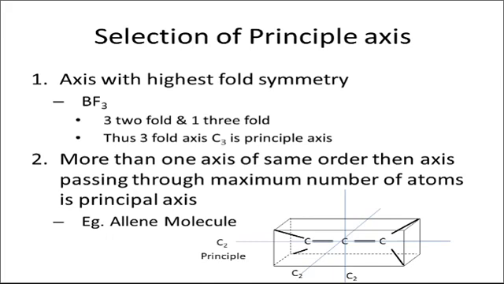Let us take an example of an allyl molecule. As you all know, in allyl molecule there are three C2s. Now all the axes have similar value of n. Out of these, which axis should you consider as a principal axis? For that you have to consider that axis which is passing through maximum number of atoms. That means this C2 will be your principal axis because it passes through all the three carbon atoms.